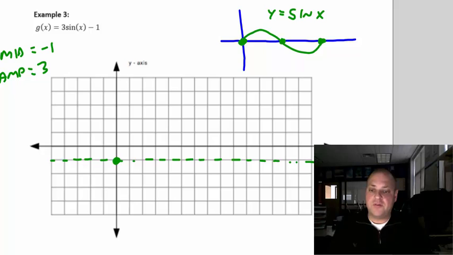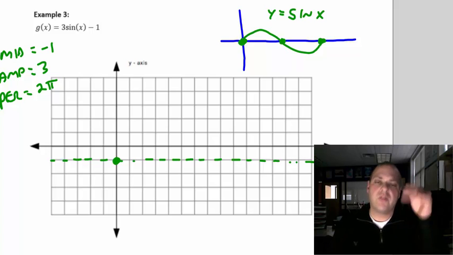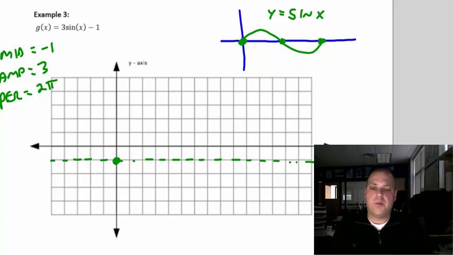All right, my amplitude is 3. My period is 2 pi over, it's 2 pi again because it's 2 pi over 1. 2 pi over the B, sorry. So it's just 2 pi.